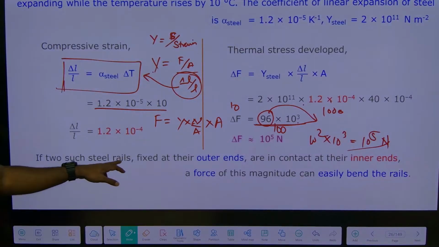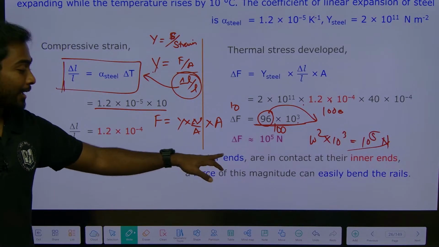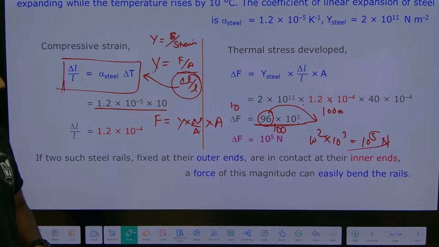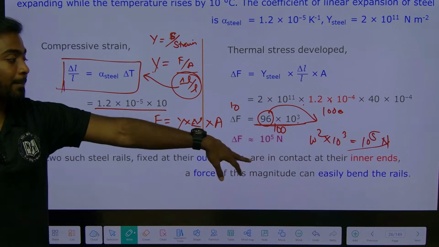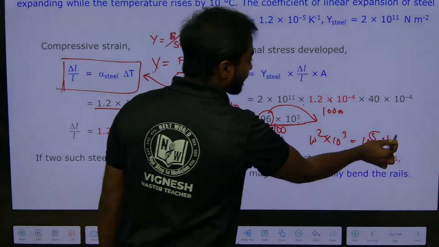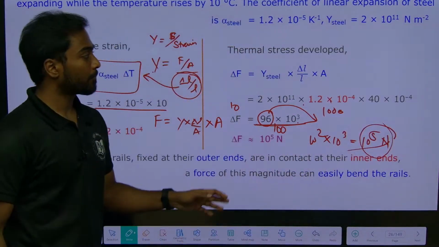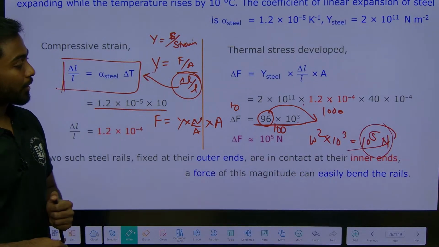If two such rails fixed at their outer ends are in contact at their inner ends, a force of this magnitude can easily bend the rails. When I apply this force, it is easily bent, okay. You can take a note of this and we can go to the next.